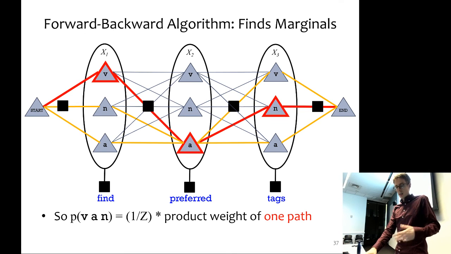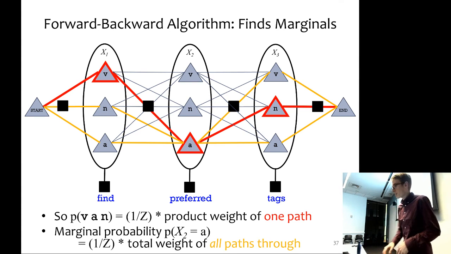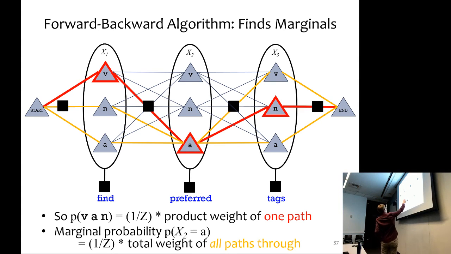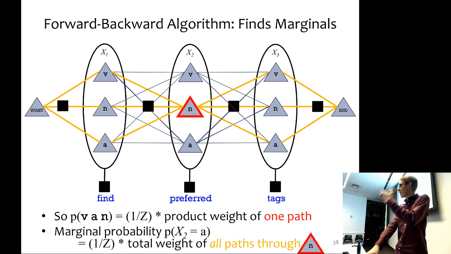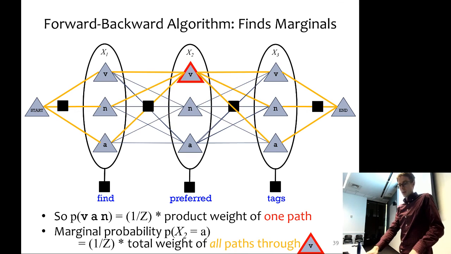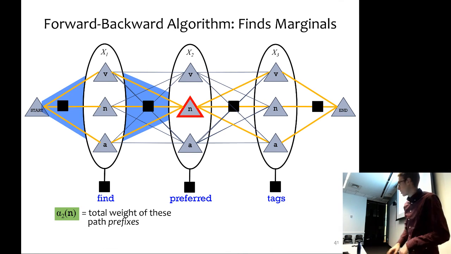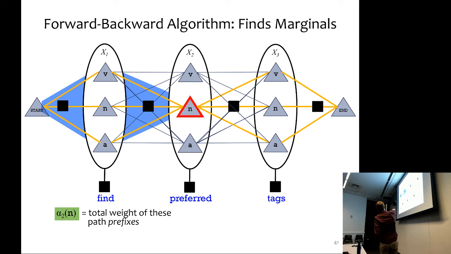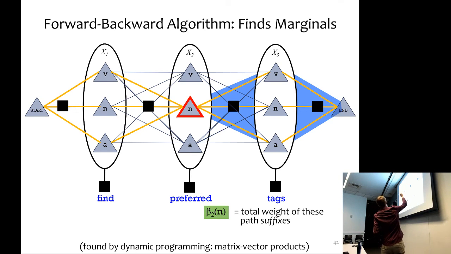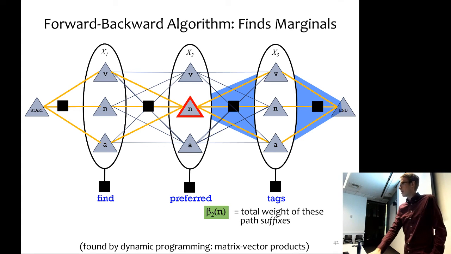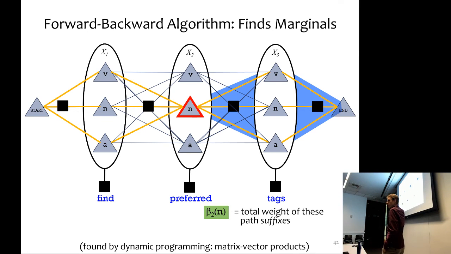Okay? So here, we can say that the marginal probability is going to be the total weight of all paths through one of those values. Okay, so we can say that same thing for each of these individual values for the variable x2. Okay, so in forward-backward terms, we would say alpha 2n is the total weight of all of these path prefixes, and beta 2n is the total weight of the path suffixes. Okay, and we found those by just doing those matrix vector products from left to right or from right to left.